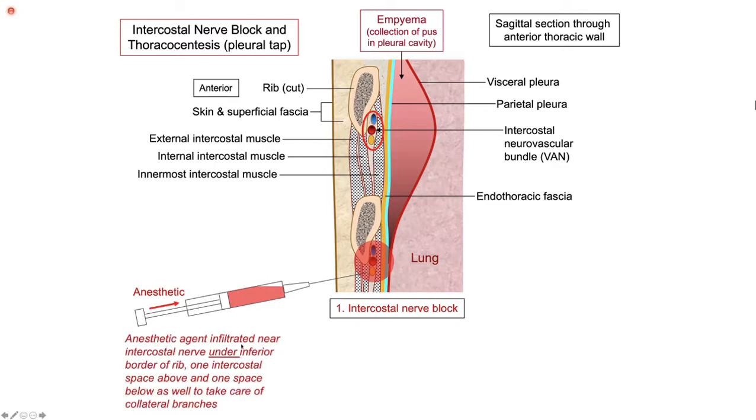The anesthetic agent is infiltrated near the intercostal nerve under the inferior border. One intercostal space above and one space below. I have to work here. So I'll block here, I'll block on top, as well as take care of the collateral branches. So I have to take care of each and every structure. Are we good? That's a catch here.